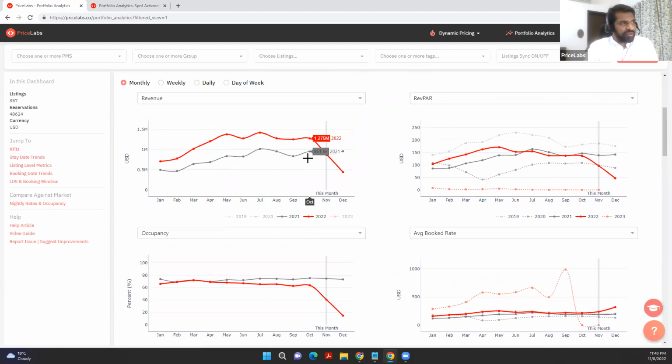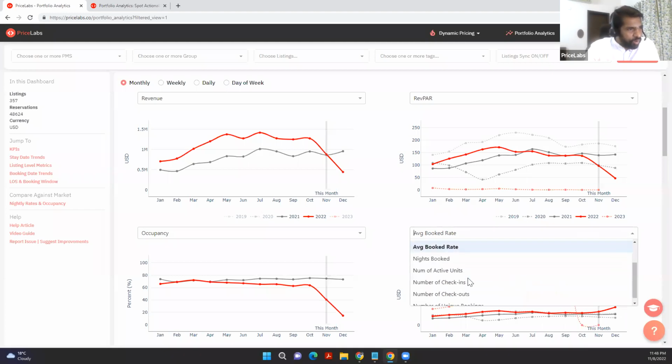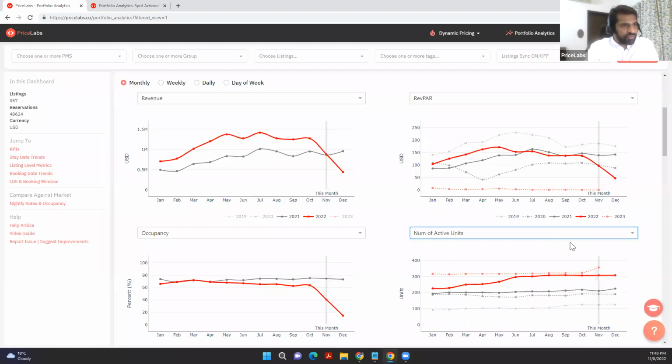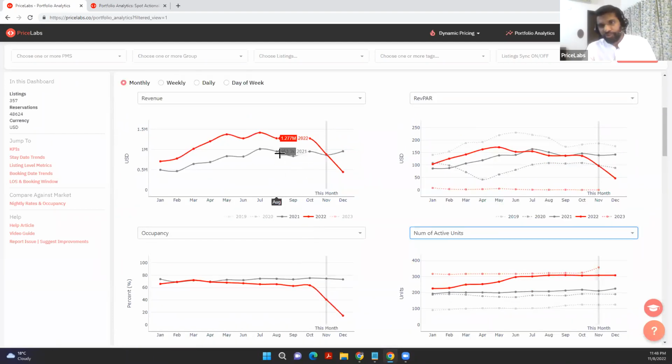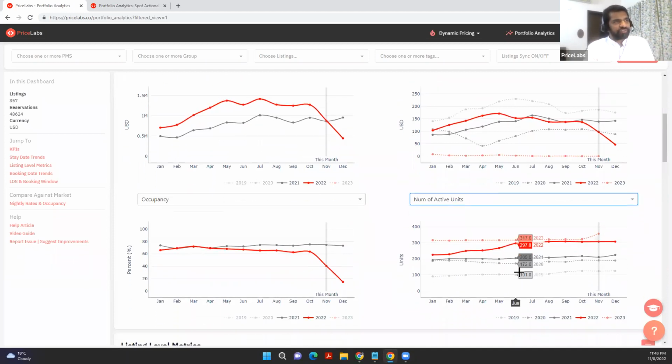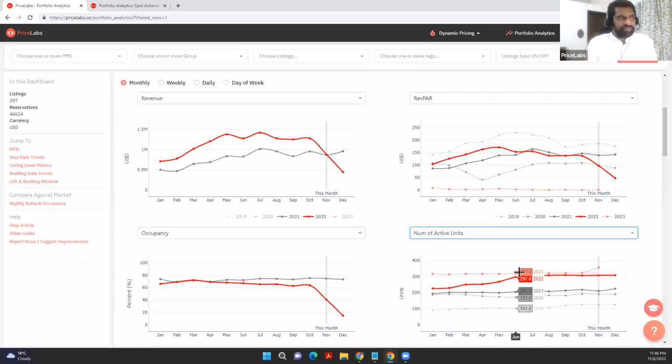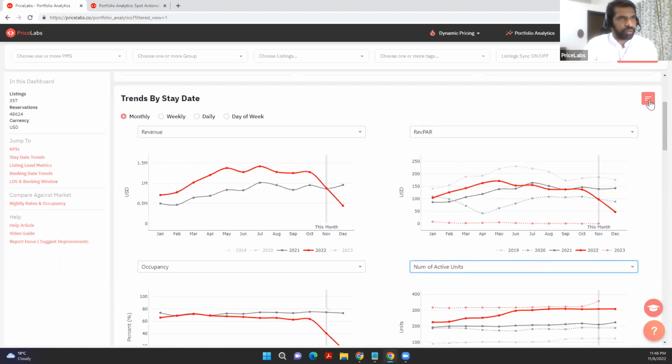For example, I can see my revenue is high, but my occupancy is lower, right? Which is what I see here, and my RevPAR was also higher and my average book rate was also higher. If I wanted to quickly see the number of active units, you'd see that in 2022, I had a lot more active units than in 2021, which explains why my revenue was higher. So you can see a bunch of these graphs together so that you can analyze the data easily.